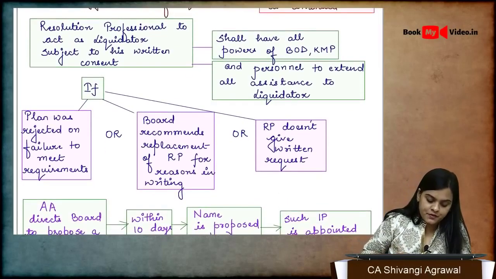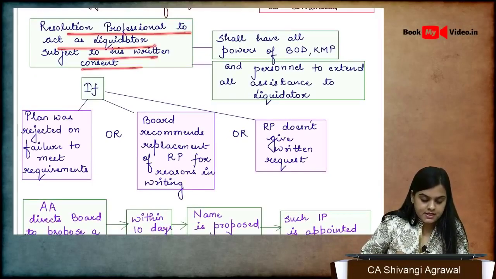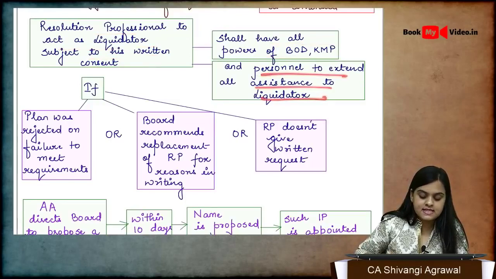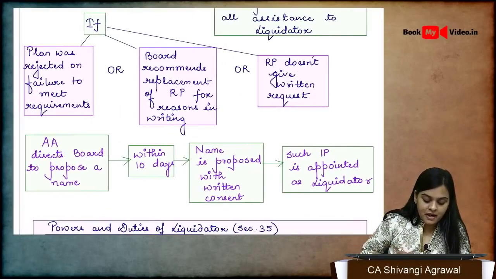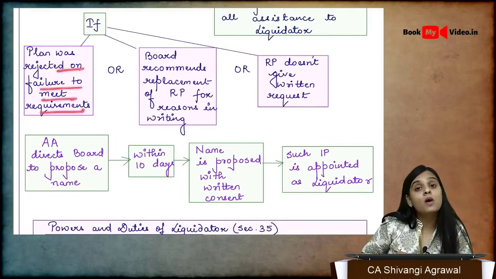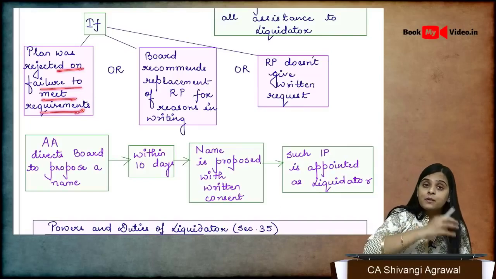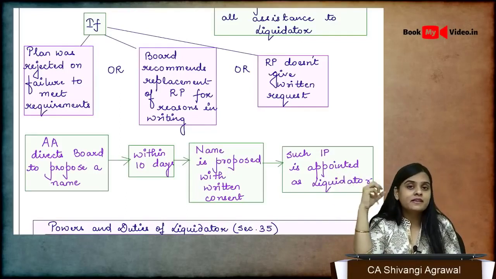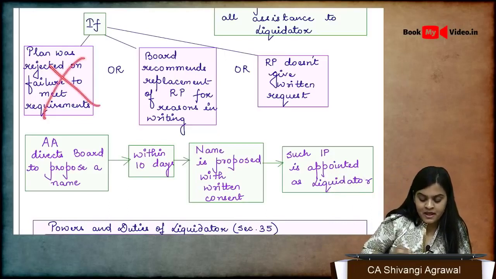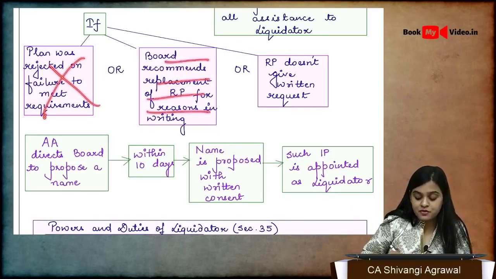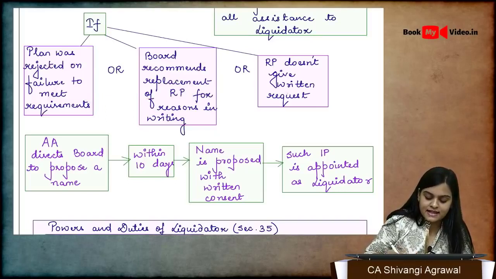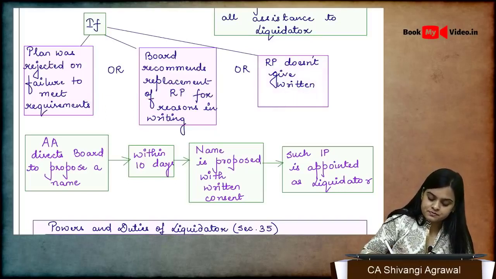Liquidator is appointed. Resolution professional will act as liquidator if he gives his written consent, and he shall have all the powers of board of director or KMP, and personnel, that is the employees, they have to extend the assistance to liquidator. If, however, the plan was rejected because it could not meet the requirements as given under section 31, then if RP was proved to be incompetent in the CIRP process, how can you expect him to be competent in the liquidation process? So in that case, he will not be appointed. If the board recommends that we want some RP to be replaced for reasons in writing, then he will not be appointed. Or if IRP doesn't give his written consent, not request but consent, so he will not be appointed as liquidator.